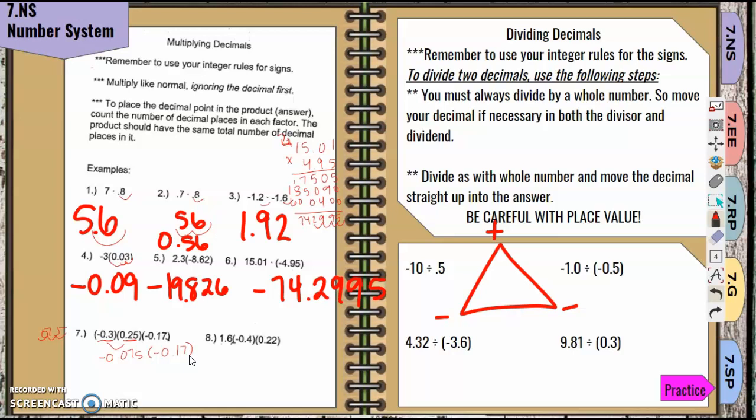I'm going to multiply this by 1700. 7 times 5 is 35. 7 times 7 is 49. Plus 3 is 52. 1 times 5 is 5. 1 times 7 is 7. I'm going to add them all together. And now put my decimal places. There are 5 of them. So that is 0.01275.